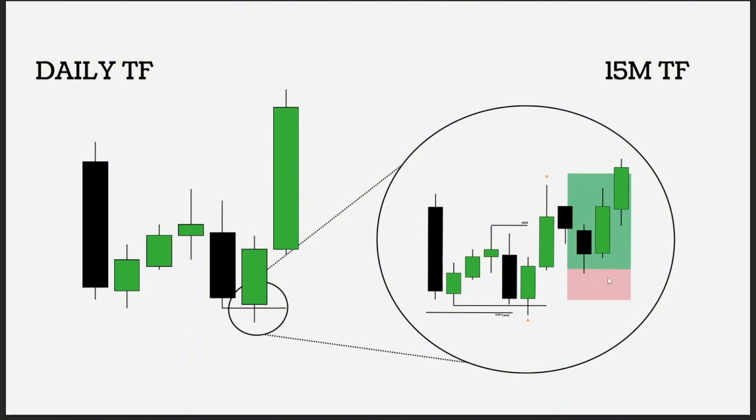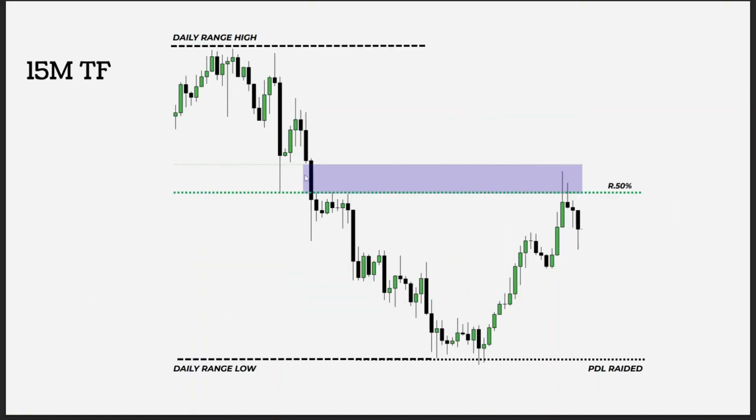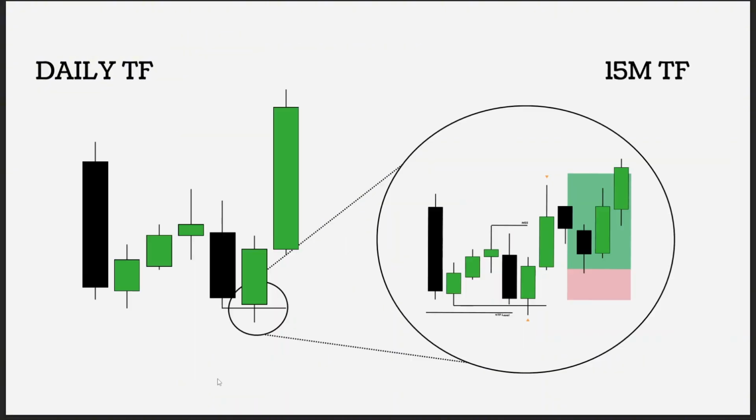And when we get it, we are going to take our entry and target 50% of the previous day's range. This is the previous day's range high. This is the previous day's range low. So if you want to look at it, this is the previous day's range high. This is the previous day's range low. We are taking our entry, our exit. We are exiting at 50% of it. So that's it for the bullish example.